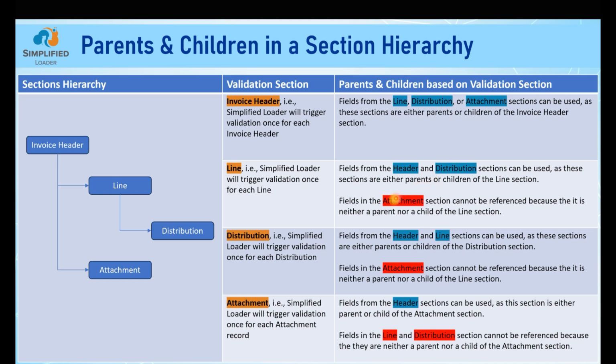Fields from the attachment section cannot be used, as the attachment section is neither a parent nor a child of the line section. Similarly, in the last example, where the attachment section is considered the validation section, the formula can only reference relevant fields from the invoice header section. No reference can be made to the line or distribution sections, as these sections are neither a parent nor a child of the attachment section.